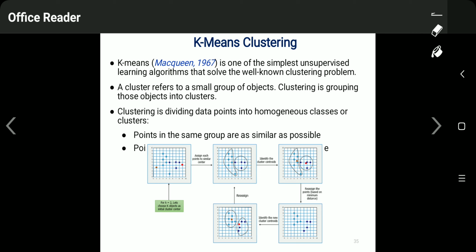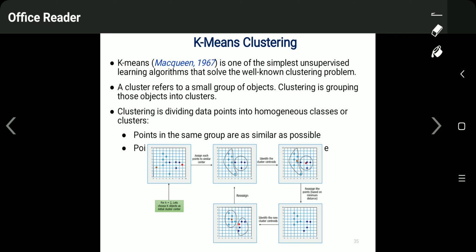So if we are dividing a data set into two clusters, it means the data points within each cluster are very much similar, and the data points of two different clusters are dissimilar. That is why they are put into different clusters, and the data points of the same cluster are put together because they are very similar to each other. So the points in the same group are as similar as possible, and points in different groups are as dissimilar as possible.